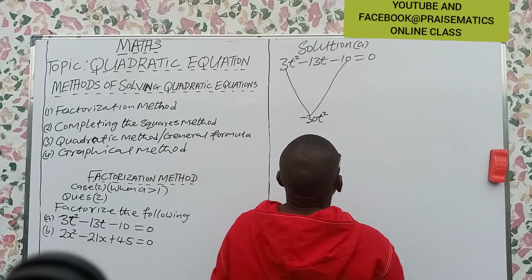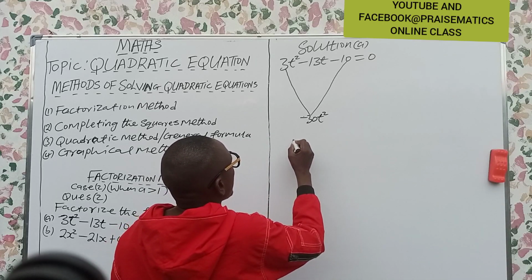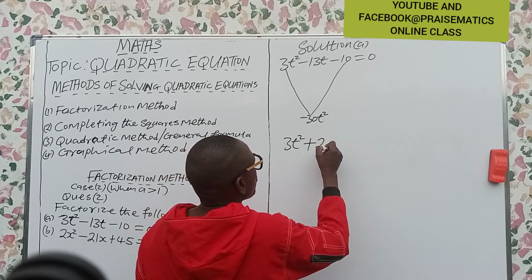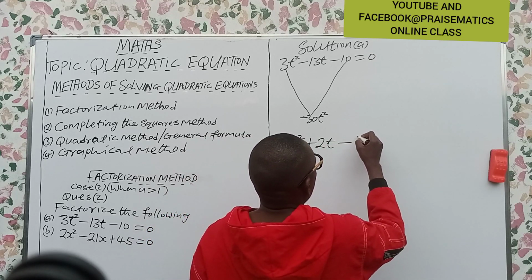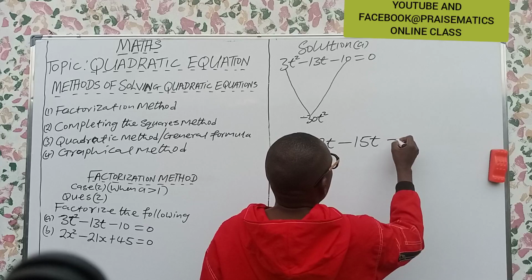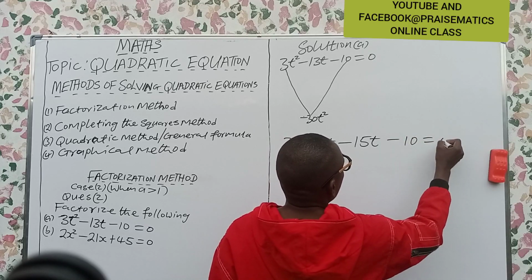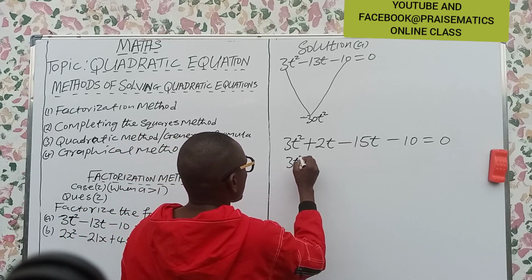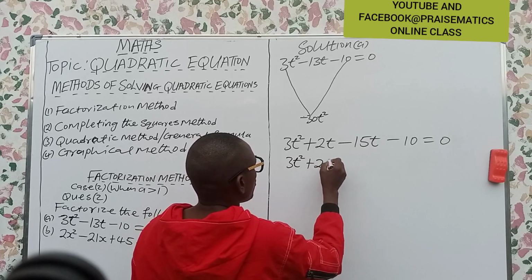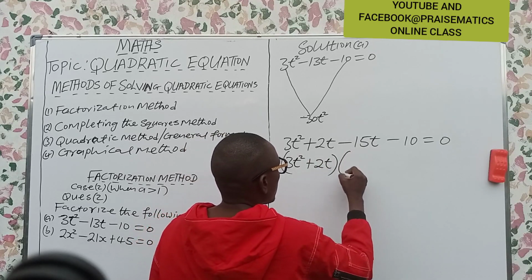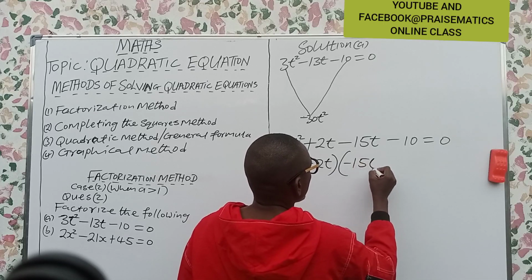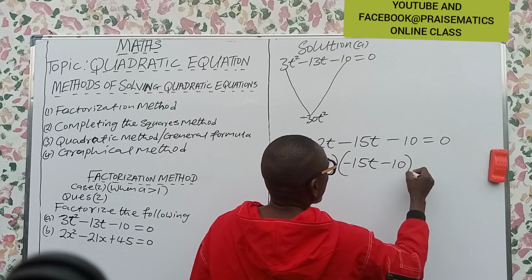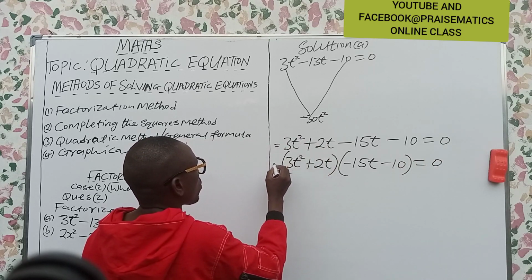So now we are going to substitute this into this. We are going to have 3t squared plus 2t minus 15t minus 10, all equal to 0. We'll partition them into two: 3t squared plus 2t in a bracket, and minus 15t minus 10, all equal to 0.